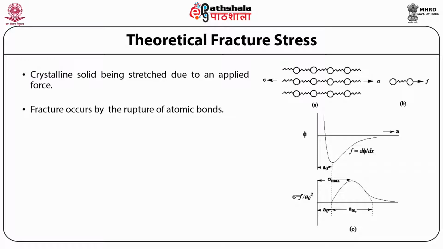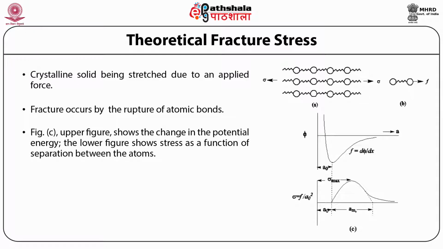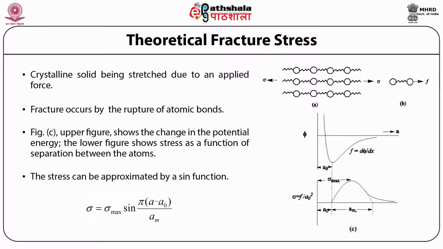This figure shows schematically the atomic bonds in a crystalline solid being stretched due to an applied force. Here the situation for a single bond is considered. The figure below shows the change in potential phi as the distance between the atoms changes, while the lower figure shows the stress as a function of separation between the atoms. The stress can be approximated by a sine function as sigma equal to sigma max sine of pi multiplied by (a minus a naught) by a m. Here sigma max is the maximum stress reached during bond stretching before the bonds break, that is, the fracture stress.